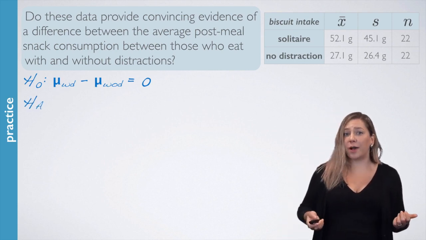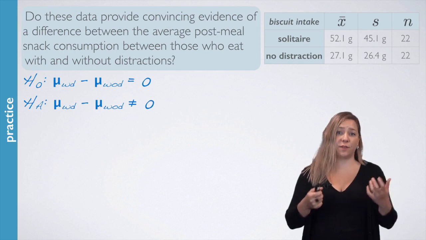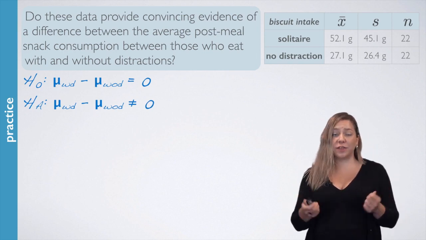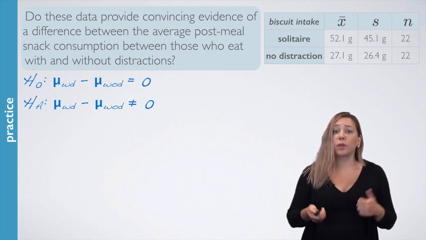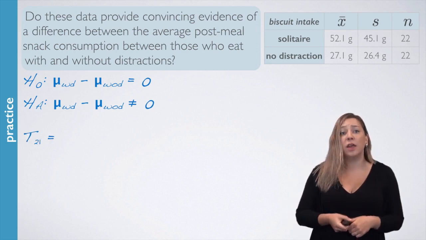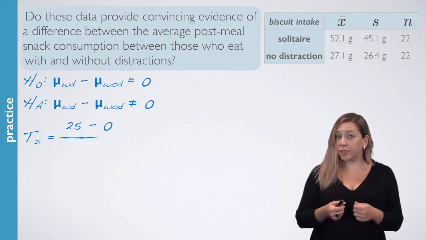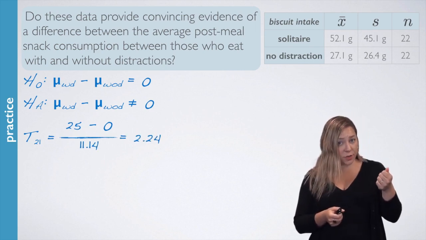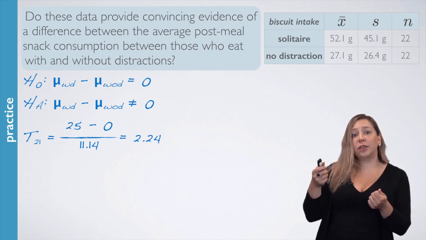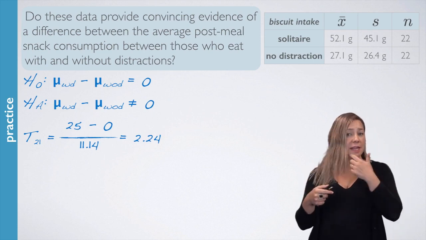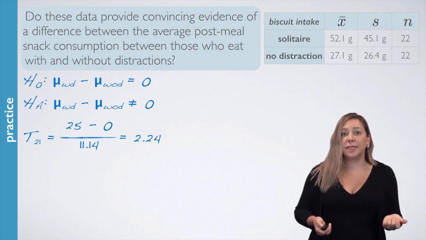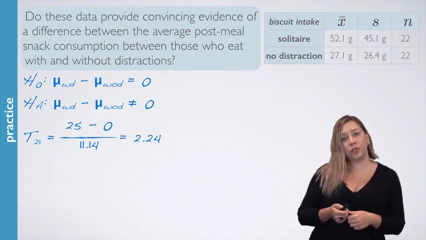We want to use those sample statistics to say something about the unknown population parameters. The alternative hypothesis is then that there is a difference between the two population means, or that the difference is not 0. We calculate our test statistic, which is a t-score with 21 degrees of freedom, as the observed difference, the 25 we saw earlier, minus the null value of 0, divided by the standard error we calculated earlier of 11.14. This yields a t-statistic of 2.24.